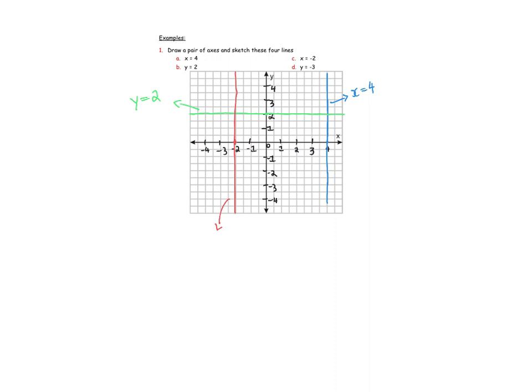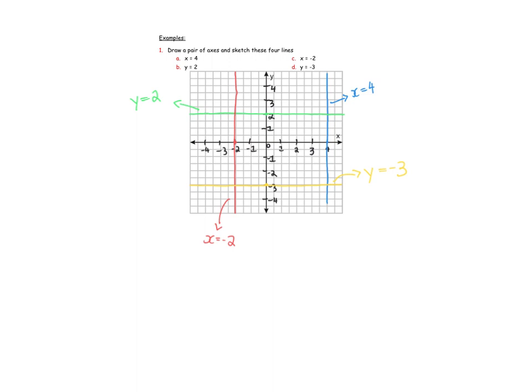So this is x equal to -2, and finally we have y is equal to -3. So we go to the y-axis, we go to -3, and we draw a line straight through that point parallel to the x-axis, and that's the 4 lines drawn. We'll just label this one as y is equal to -3, and they're exactly like the questions you're going to be asked to do.